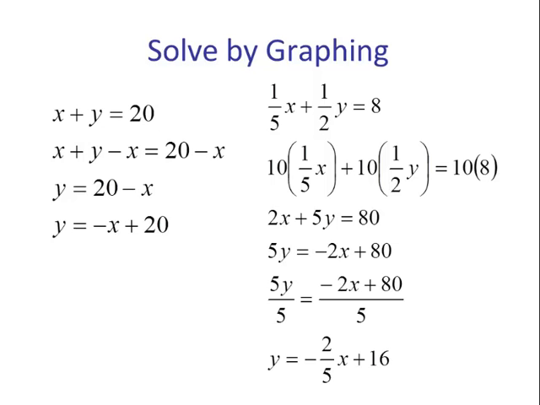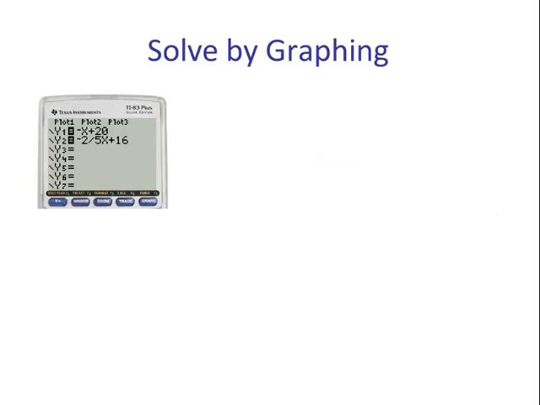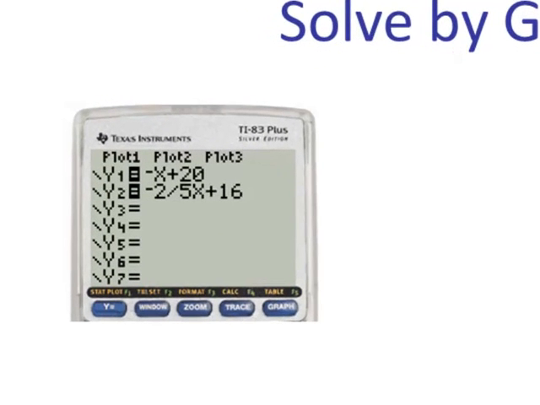We could use graph paper, or we can use our graphing calculator. Using the graphing calculator, we hit our y equals button, type in the first equation, negative x plus 20, and type in the second equation in y2, negative 2/5 times x plus 16. Next, we want to position the window setting so we can see the intersection. To get an idea what window setting we need, I'm going to use the table feature.